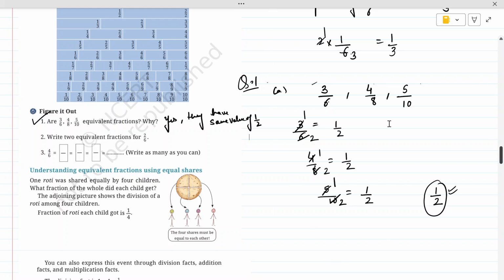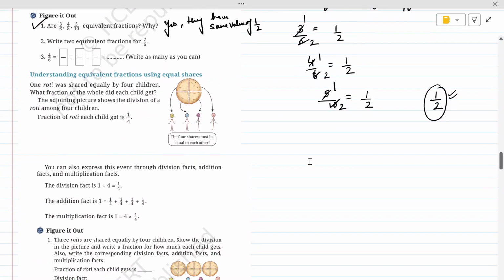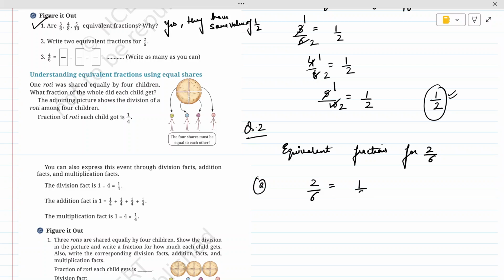Now, write two equivalent fractions of 2 by 6. Question 2. Very easy. We have done many questions like this in grade 5, right? So, equivalent fractions for 2 by 6. So what is the method, kids? The method is, first of all, we have 2 by 6 and let us reduce it to its lowest form. So when we reduce it to its lowest form, it will become 1 by 3, right? Now let's try to find out the equivalent fractions of 1 by 3.